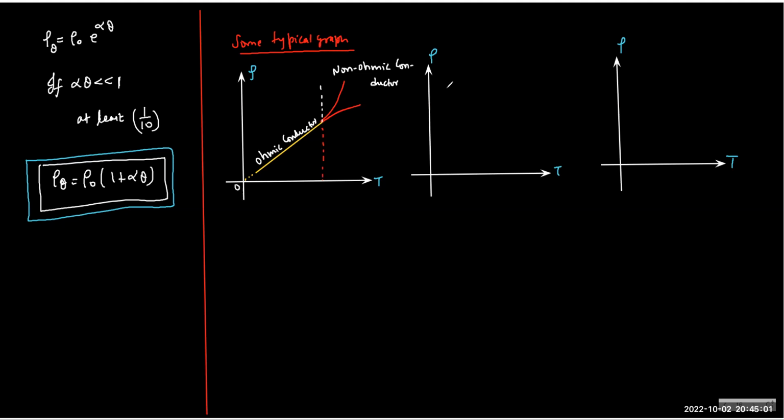The other is, this is for conductors. So such a graph is for conductors. For a semiconductor, it's very interesting.